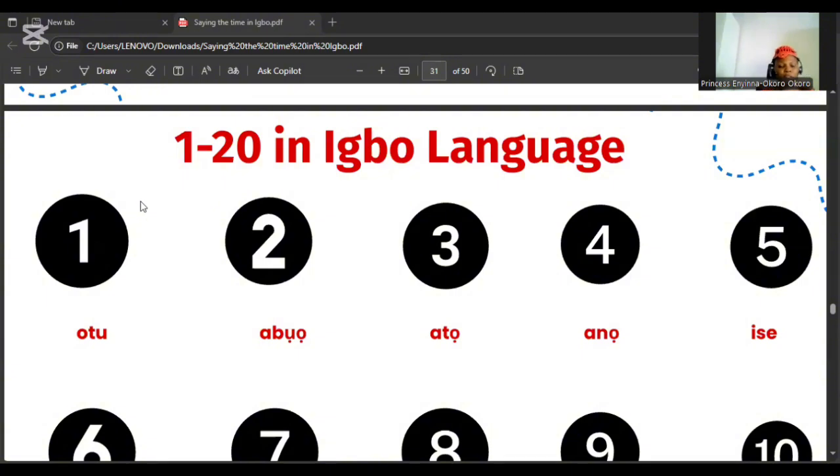Now, let's start. To start today's lesson, we have to start by introducing and counting numbers 1 to 20 in Igbo language. I know we have tried to talk about 1 to 10, but let's talk about 1 to 20 in this lesson. Now, please say with me, okay?